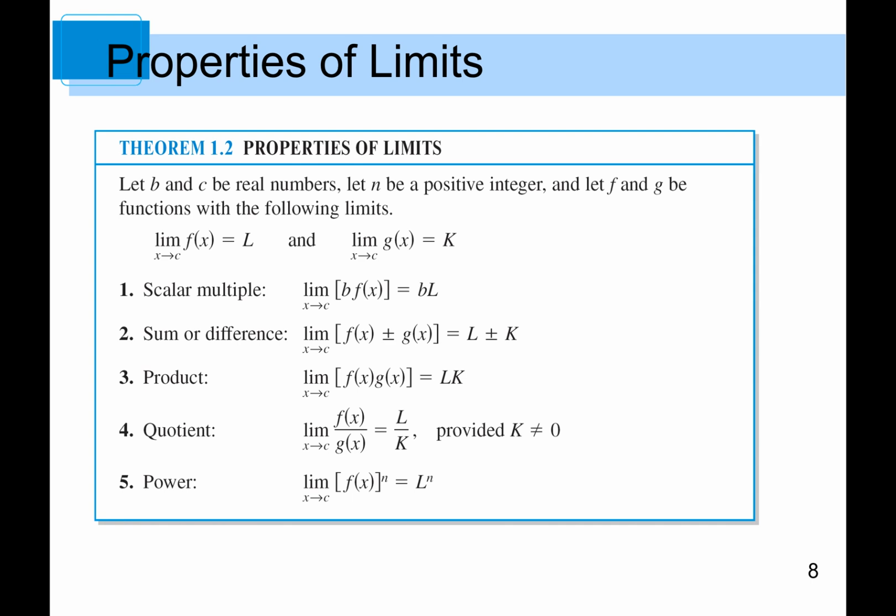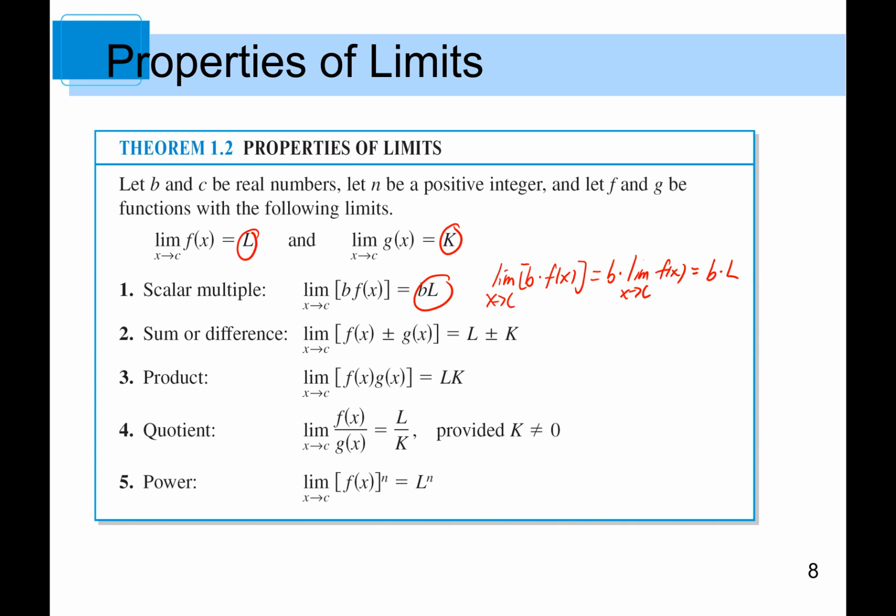Let b and c be real numbers, let n be a positive integer, and let f and g be functions with limits. So the limit for function f of x when x approaches c is L. The limit for function g of x when x approaches c equals k. Scalar multiple. So if you have a constant in front of f of x, then you can factor out b in front of the limit. b times f of x, you can view that as b times the limit, so the constant b goes in front. Now we know the limit of f of x is L, so it's b times L. That's why we have this result bL.